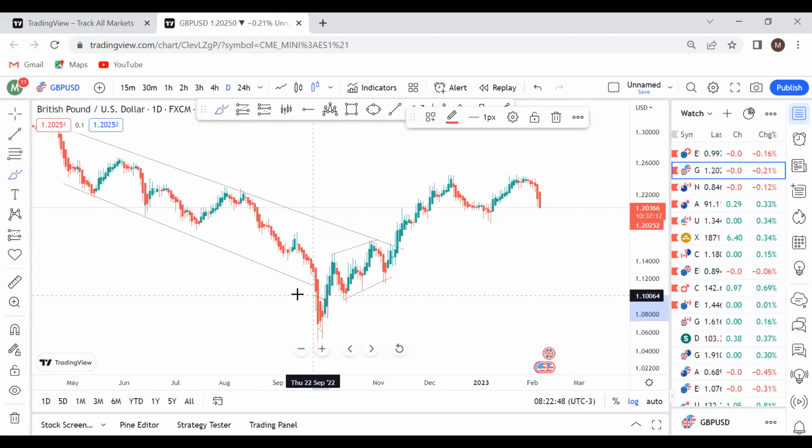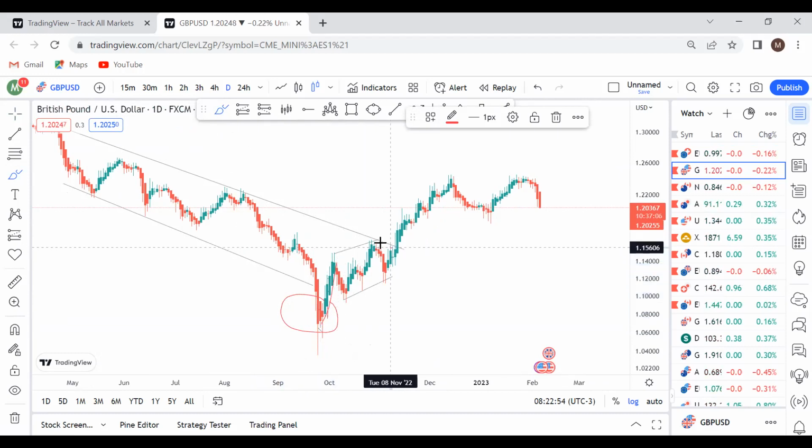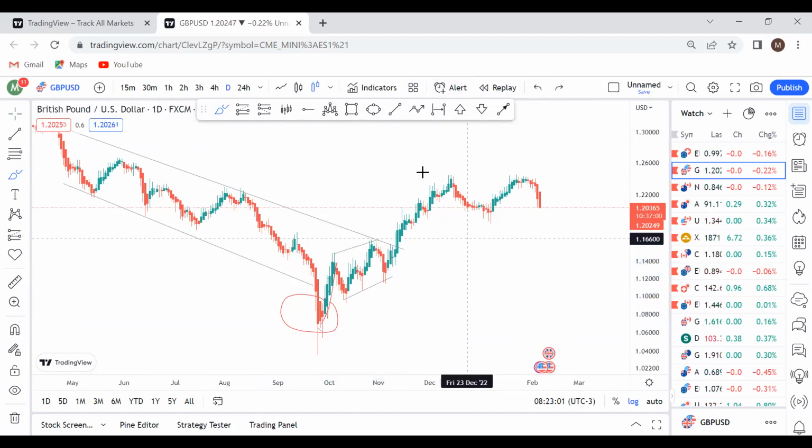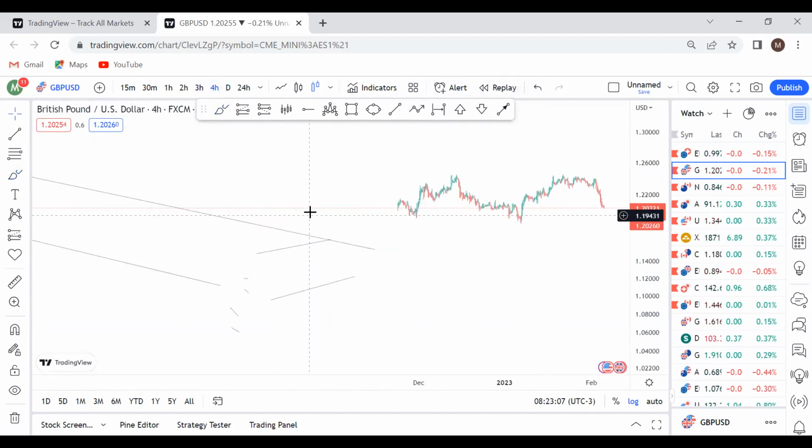So you can see the third touch had the highest probability. We had a rejection to the upside, followed by a very nice correction right there, a bullish correction. So let me just scale down to a 4-hour time frame so you can see what I'm really talking about.